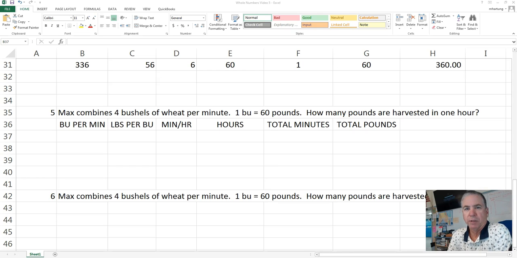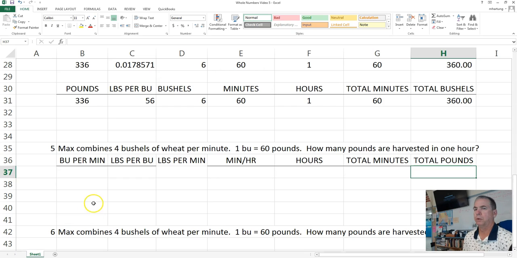Let's take a look at problem number 5. Max combines 4 bushels of wheat per minute. 1 bushel is equal to 60 pounds. How many pounds are harvested in 1 hour?